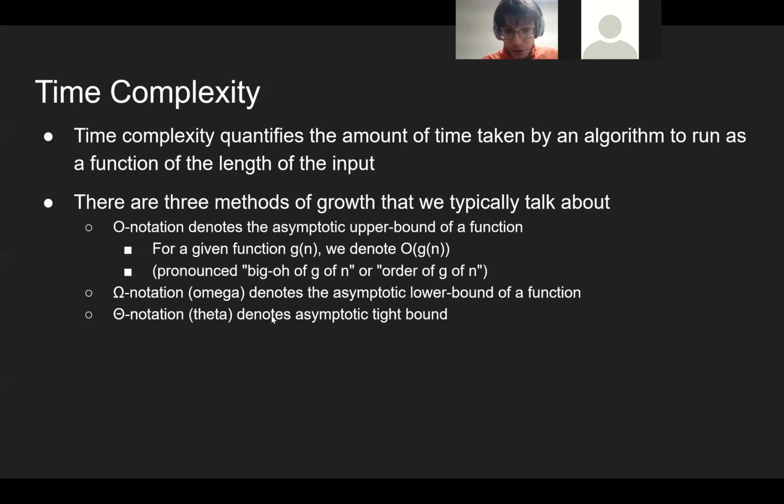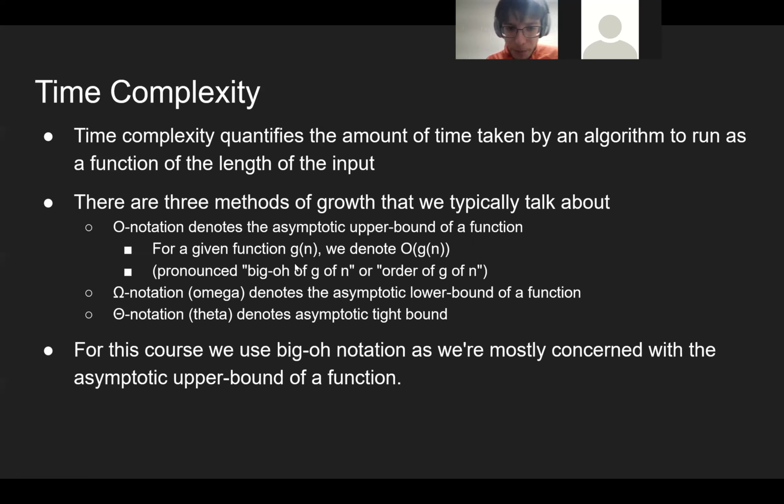And then we have big theta notation, and this is the asymptotic tight bound. Something is big theta of g of n if and only if it's both big omega of that and big O of that. So big theta just means it's an upper bound and a lower bound, so it's the actual amount of time it takes. Usually we just refer to big O and treat it like big theta, but the idea is the same. We're basically asking how much time does it take to run?